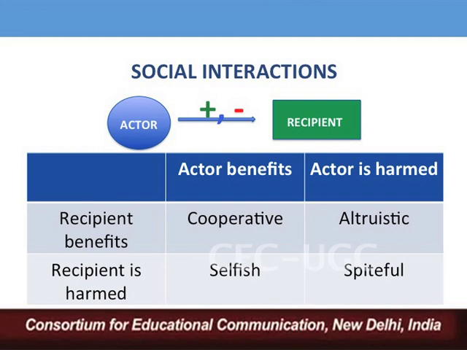When we talk of actors and recipients, there can be a number of interactions between them. One is where the actor benefits and the recipient also benefits; that type of action is a cooperative behavior. When an actor benefits and the recipient is harmed, that is termed selfish behavior. When the recipient is harmed and the actor is also harmed, that is termed spiteful behavior. But when the actor is harmed and the recipient benefits, that is termed altruistic behavior. This altruistic behavior is the focus of our discussion today, and I'll be explaining that further on.